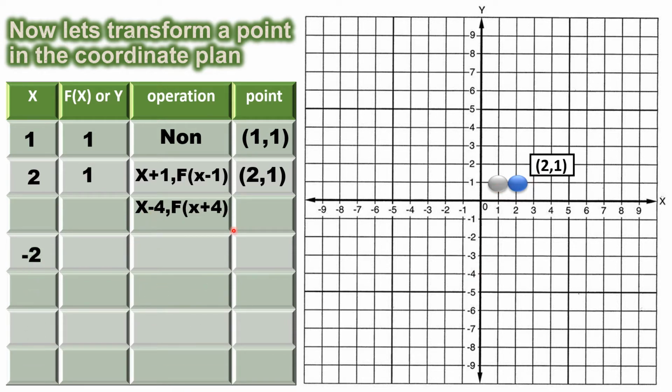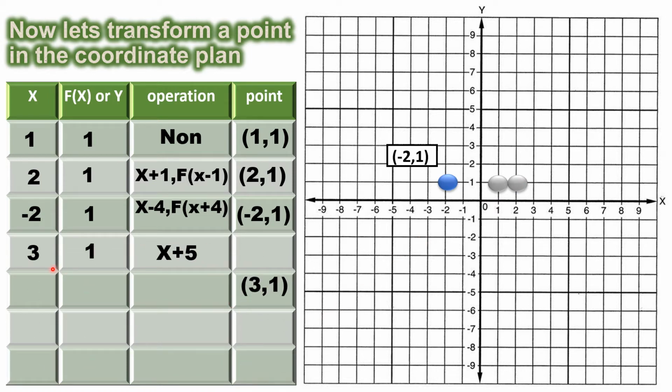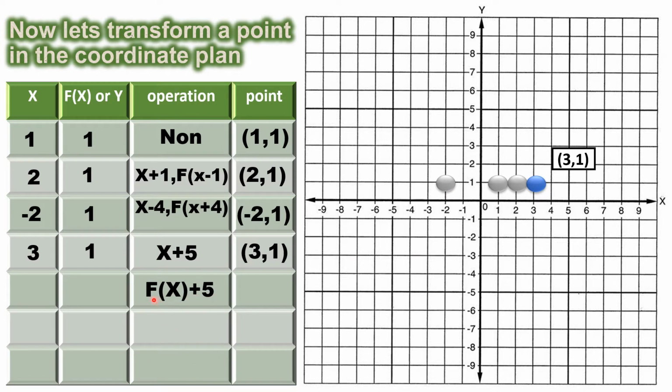If we subtracted 4 from x, x will be negative 2, and y will remain the same, so the point will be negative 2 and 1. Added 5 to x, now x will be 3, we'll go here, and the point was previously here. Now we added 5 to f of x, so we add 5 to y. So x will remain the same, and y will be 6, and the point will move up to 3 and 6.